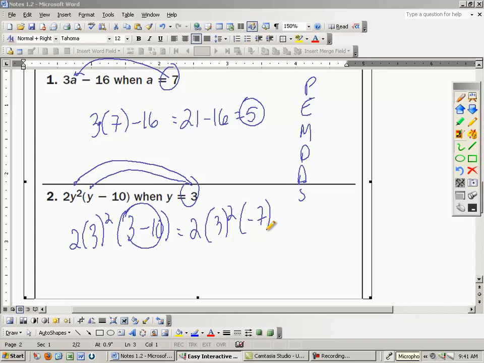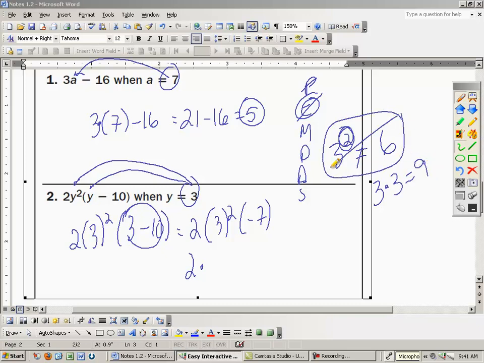Now we can perform our exponents, and our exponents say this is 2 times 3 squared. Be careful, because 3 squared is often thought of as 6. It is not equal to 6. It is the repeated multiplication of the number 3 twice. So it's 3 times 3, which is actually 9. So be careful with that. I do see that mistake quite a bit. So this is 9 and then times negative 7. We multiply in order from left to right. 2 times 9 is 18, and 18 times negative 7 comes out to be negative 126.